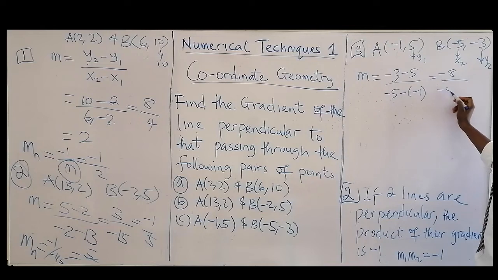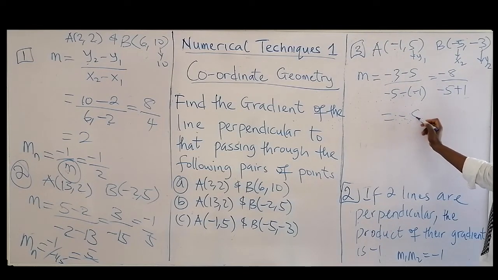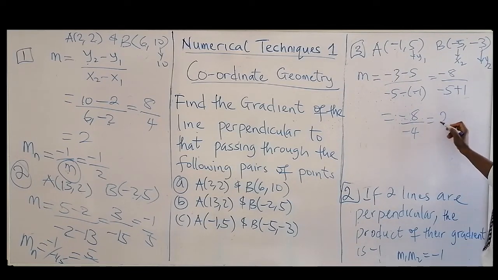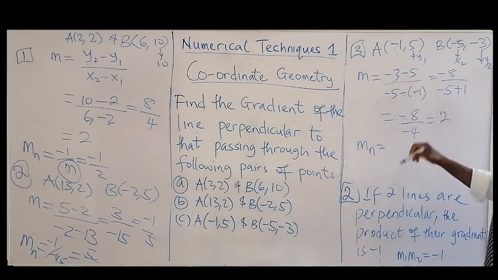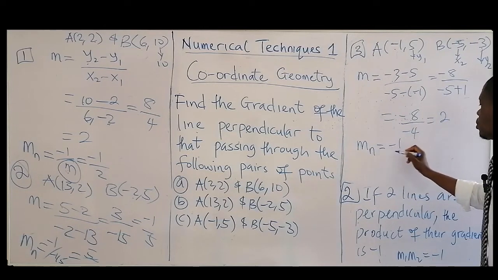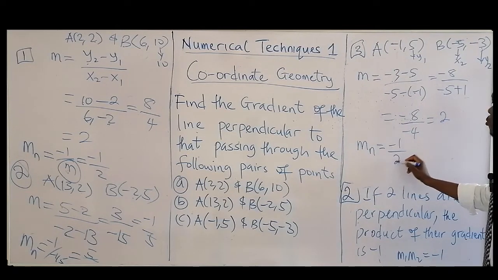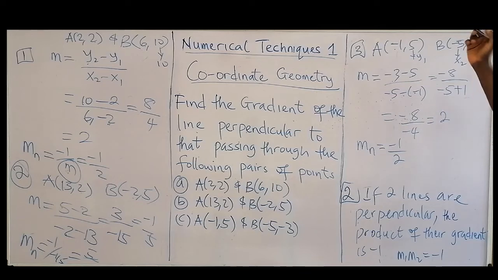-5 minus 1, that's -5 minus, that's plus 1... that's -4. And that is equal to -8 over -4, and that's 2. Okay, for the perpendicular line, the slope or the gradient of the perpendicular line will be equal to -1 over 2. So that finished the work.